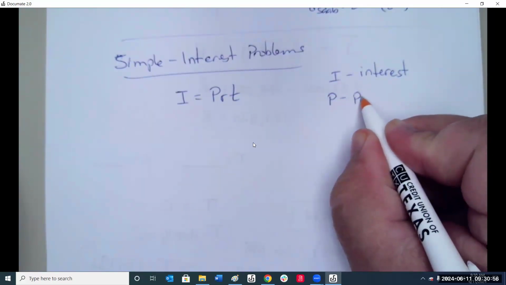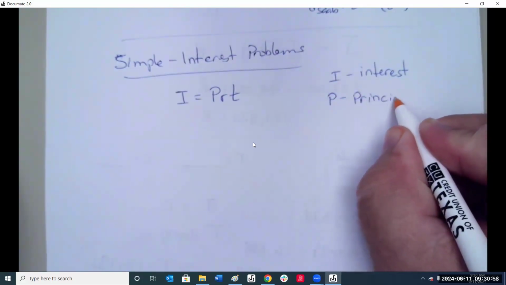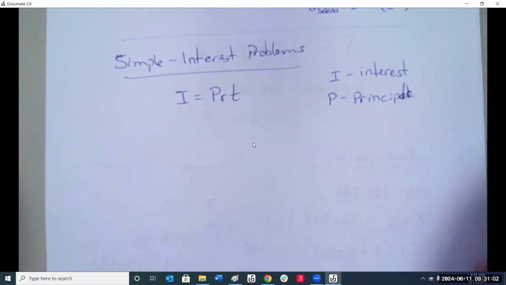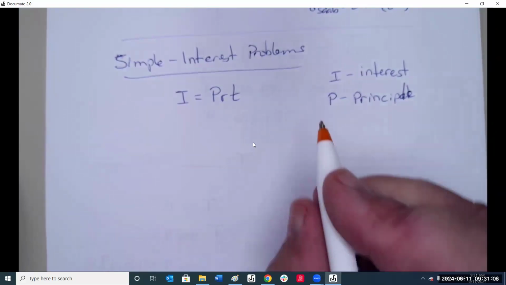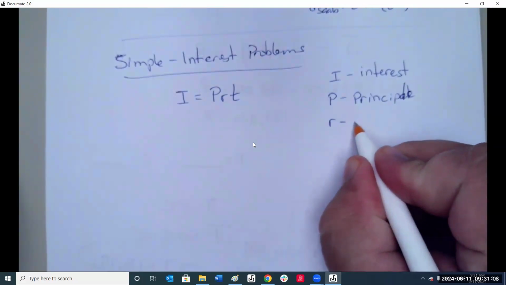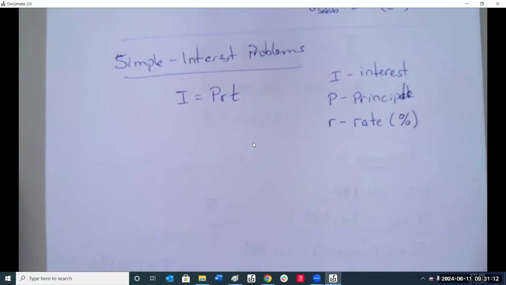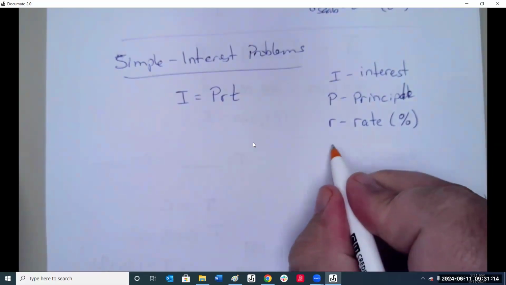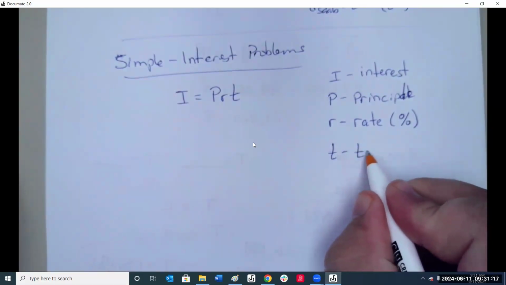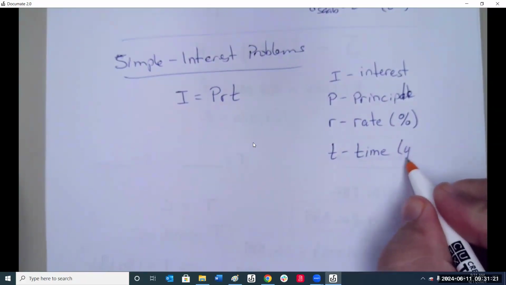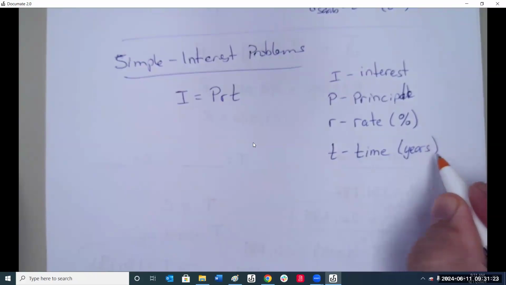P is the principal. R is the rate. It's usually given in percents. And T is the time or the length. Usually it's in years.